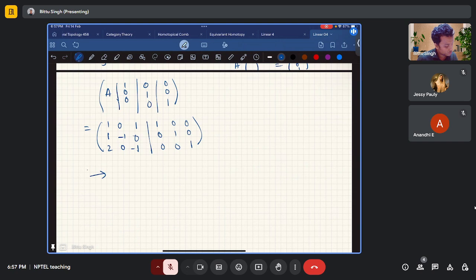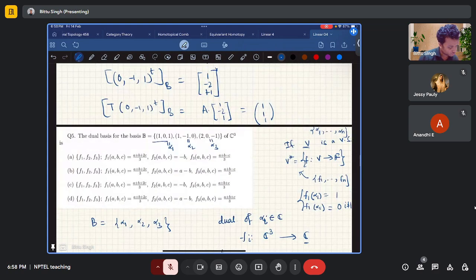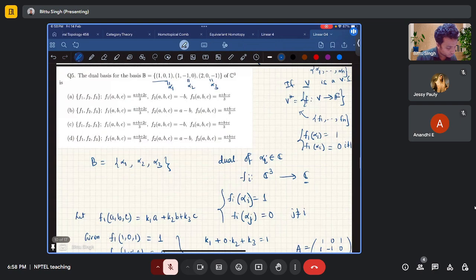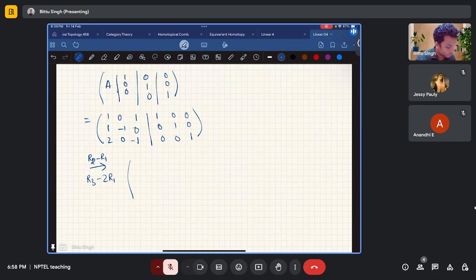So first thing we can perform R2 minus R1 and R3 minus 2R1. It will give us... so is everything correct? 1, 0, 0, okay. So third coordinate, everything is okay. 1, 0, 0, 1, 0, 1. First row is unchanged.